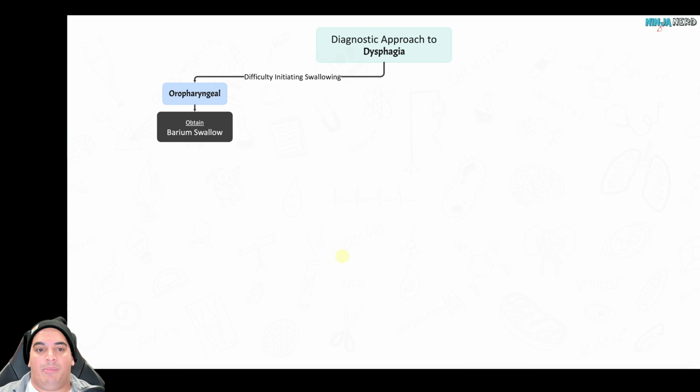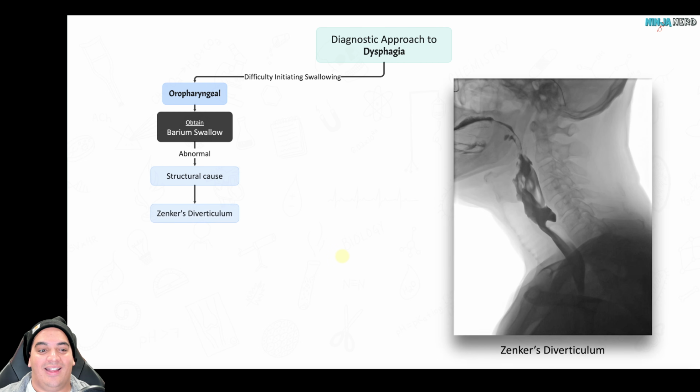And what they'll do is have the patient chug some barium, and it highlights on x-rays. So you'll have them do that, and if it's abnormal, it's probably a structural cause, meaning I found a little defect, a little pocket. So it's probably a Zenker's diverticulum, and if you see here on this barium swallow, here's the filling of that contrast into that little Zenker's, and that would tell you that's likely their cause.